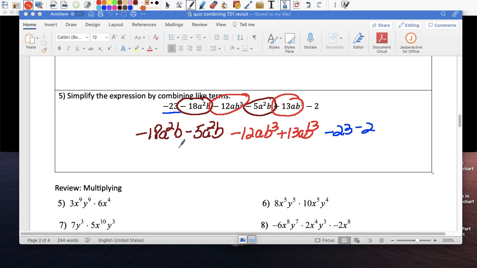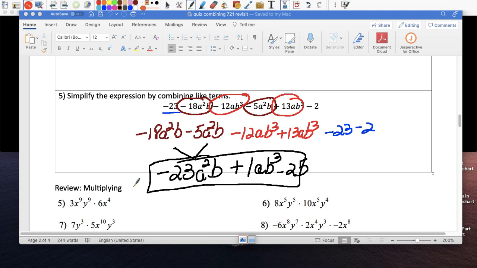Now we get to combine. There's no reason to write like this when we combine. So these two, negative 18 minus 5, we're subtracting these two, so it's just negative 23, and we do nothing with the variables. We just subtract the coefficients. Negative 12 plus 13, right? It's just positive 1 AB cubed. You didn't need to write the 1, I just wrote it for convenience. And then the last one, negative 23 minus 2 is negative 25. So that's the answer to that problem.